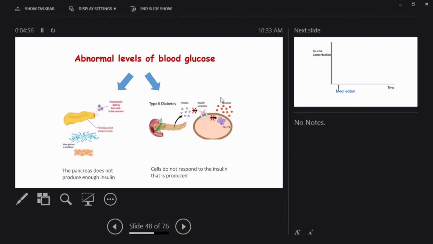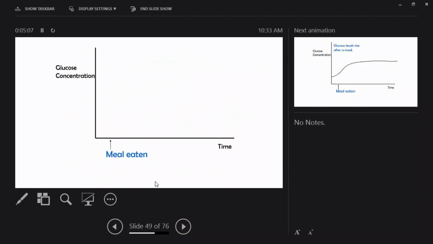So the glucose remains in the blood, and when the glucose in the blood is too high, it can be toxic to the blood. And that's what happens in type 2 diabetes patients. So cells do not respond to the insulin that is produced.